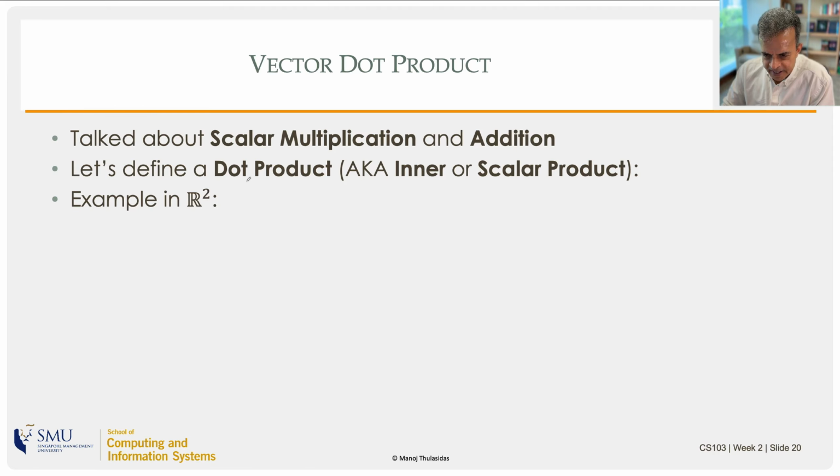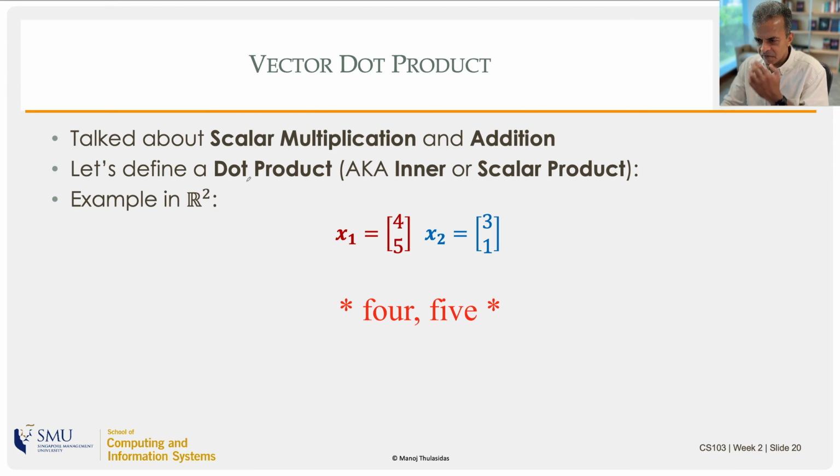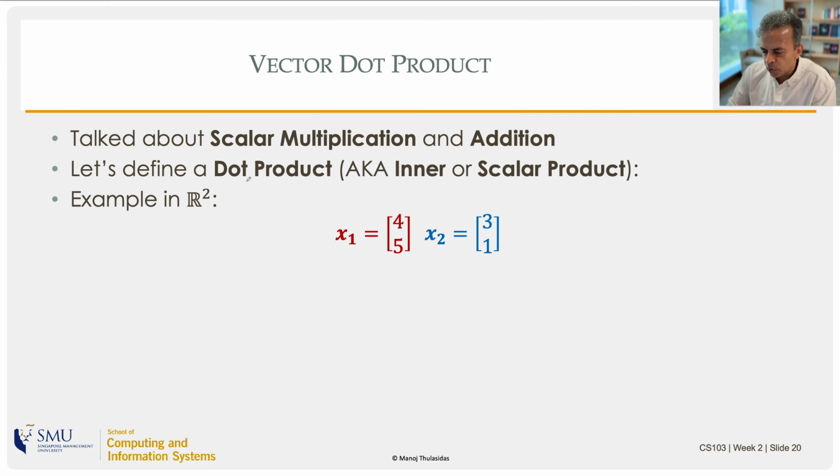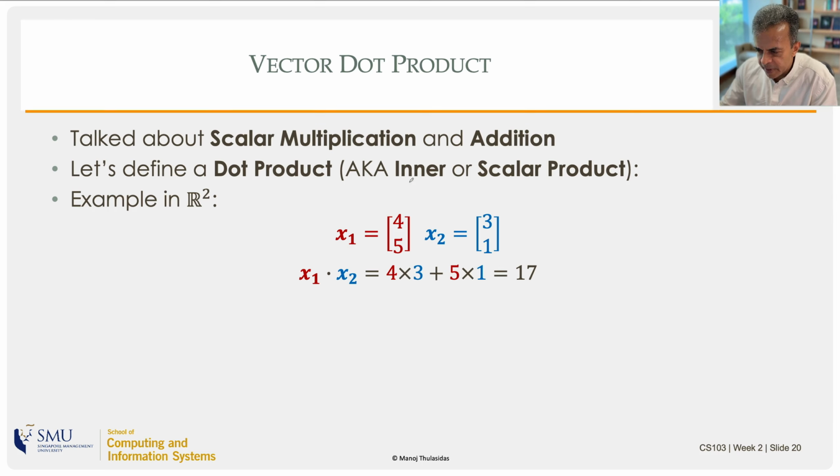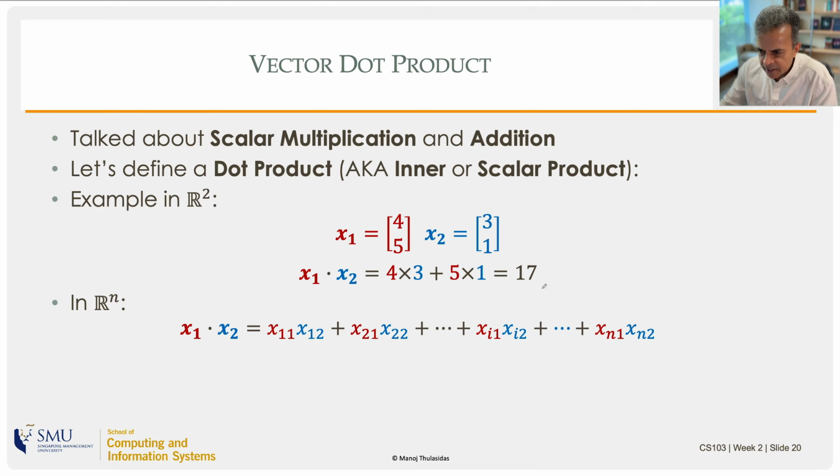So let's take an example. My red vector now is 5, 4. Blue vector is 3, 1. The definition of x1 dot x2 is basically multiplying the corresponding elements and then accumulating it. It's a sum product. So 4 times 3 plus 5 times 1, which turns out to be 17.